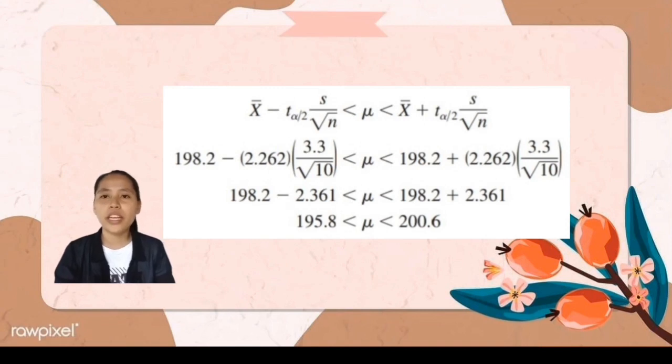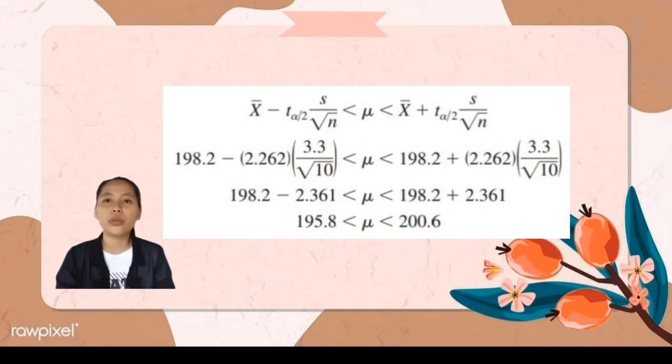Substitute: 198.2 minus quantity 2.262 times quantity 3.3 over square root of 10 quantity is less than mu and is less than 198.2 plus quantity 2.262 times quantity 3.3 over square root of 10 quantity. 198.2 minus 2.361 is less than mu and is less than 198.2 plus 2.361. The answer is 195.8 is less than mu and mu is less than 200.6.